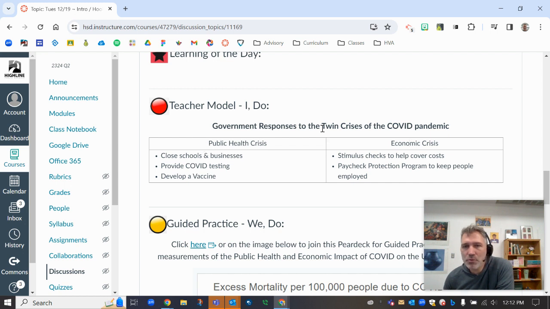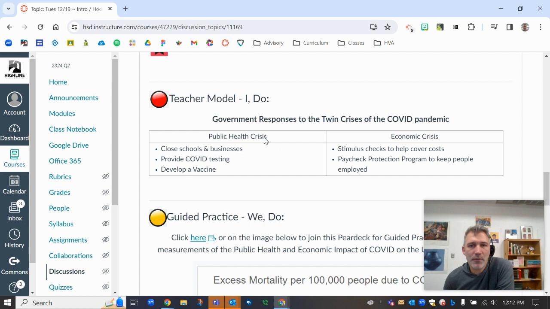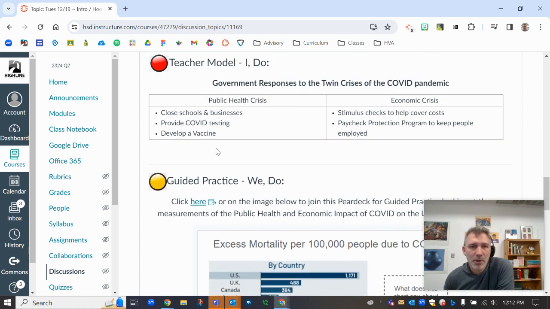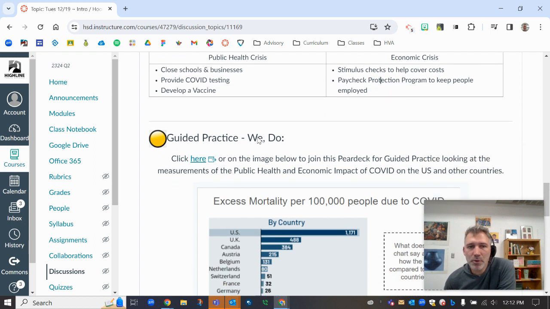There were two parts to the COVID pandemic, the public health crisis as well as the economic crisis. Here are some of the policies that the government put in place to address both aspects of the crises. We have school and business closures, masking mandates, COVID testing. Of course, developing a vaccine was probably the most important thing. On the economic side, there were stimulus checks to help cover costs, and the Paycheck Protection Program to keep people employed.